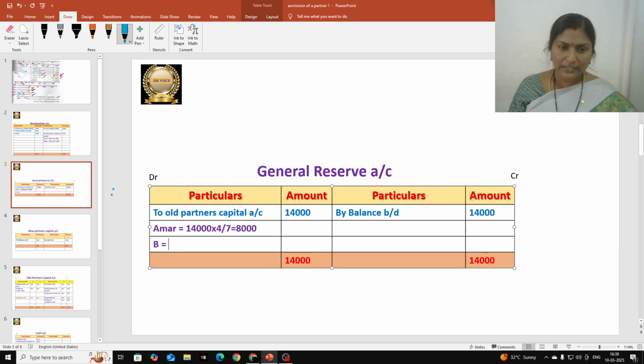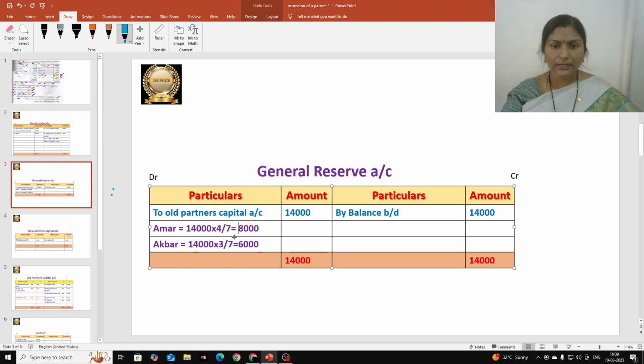And the next person is Akbar. We should distribute for Akbar also. He is also one of the old partners. Akbar is equal to how much reserve we have? 14,000, and what is the ratio for him? 3 by 7. If we distribute in that ratio, how much do we get? You have to calculate, students. 14,000 into 3 by 7. So we will get 6,000. And you should check once: 8,000 plus 6,000, are you getting 14,000? Yes. Then that is fine.